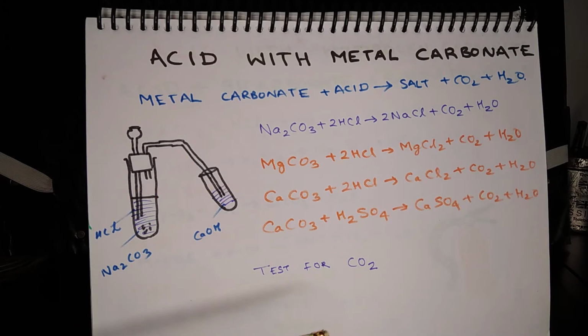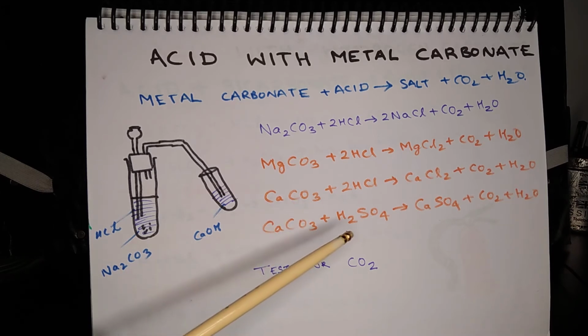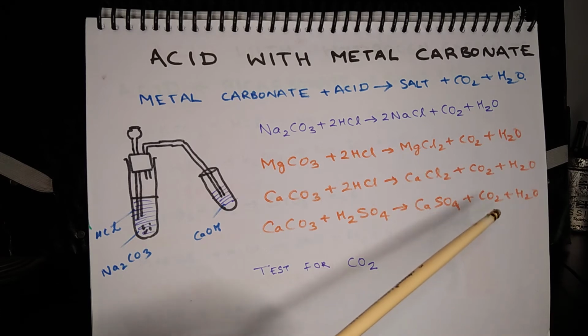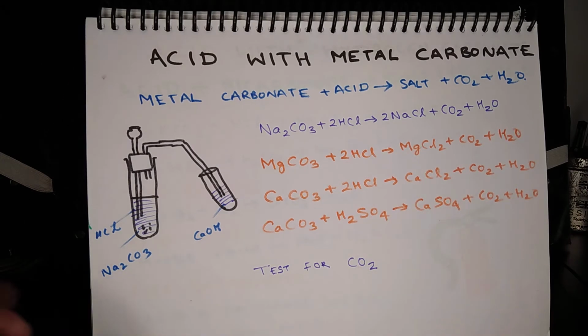When calcium carbonate reacts with sulfuric acid, the reaction gives calcium sulfate. The equation is CaCO3 plus H2SO4 is equal to CaSO4 plus CO2 plus H2O.